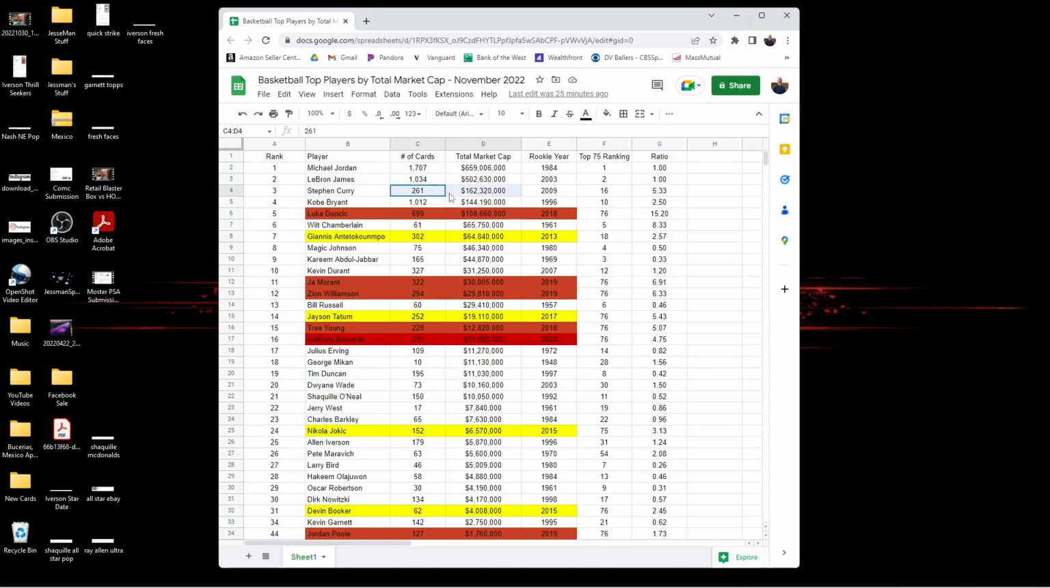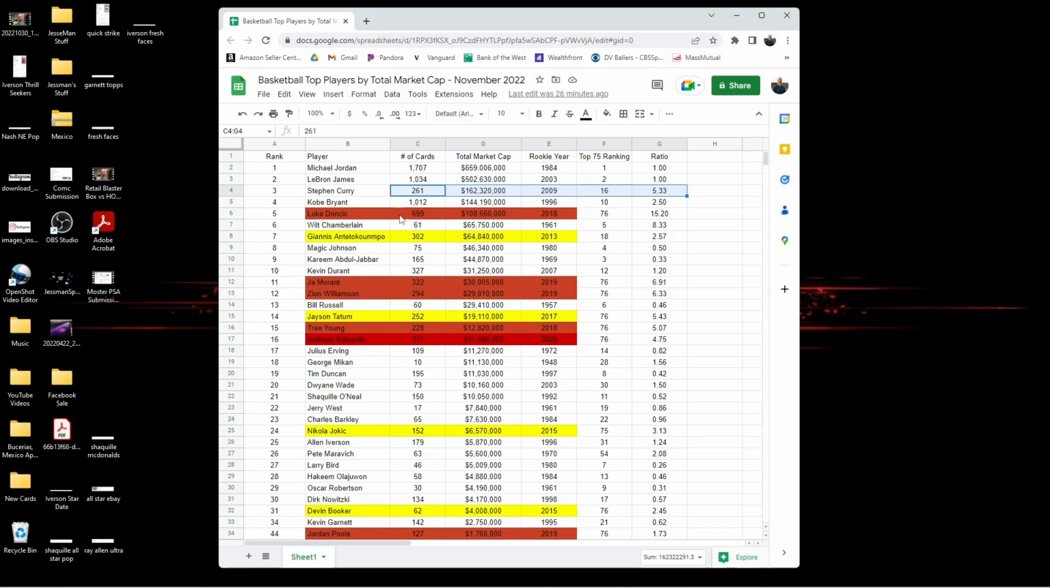Steph doesn't have many cards. He doesn't have any rookie cards. Maybe there should be more in the system. Who knows? People like Wilt Chamberlain, there's just not many cards out there. So it's tough to look at there.